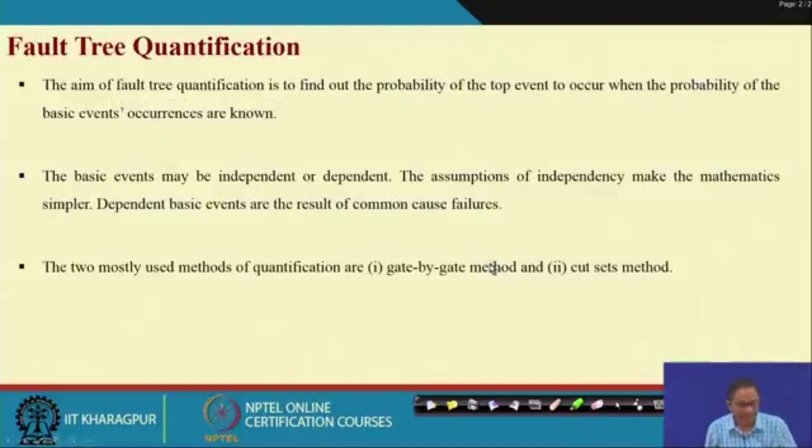So let me repeat, the aim of fault tree quantification is to find out the probability of the top event to occur when the probabilities of the basic event occurrences are known. The basic events may be independent or dependent. The assumption of independence makes the mathematics simpler. Dependent basic events are the result of common cause failure. The two most used methods for quantification are the gate by gate method and the cut set method. We will see both in this lecture, the gate by gate method followed by the cut set method.